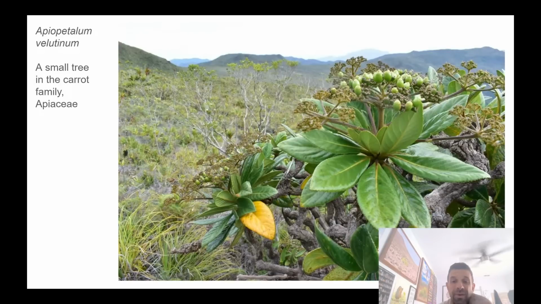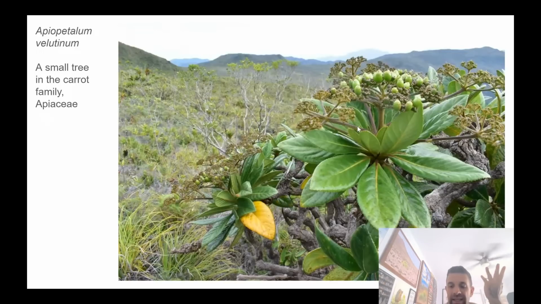Here's a really weird one from the subtropical island of New Caledonia. This is a tree. This is a carrot that's a tree. You can see how thick it is, Apiopetalum velutinum, a small tree in the carrot family, Apiaceae. But when you look at those flower structures, you've still got a compound umbel, and you've got that bicarpellate ovary. Okay, I would see that and say, yeah, that's in the carrot family. That looks like a carrot family.